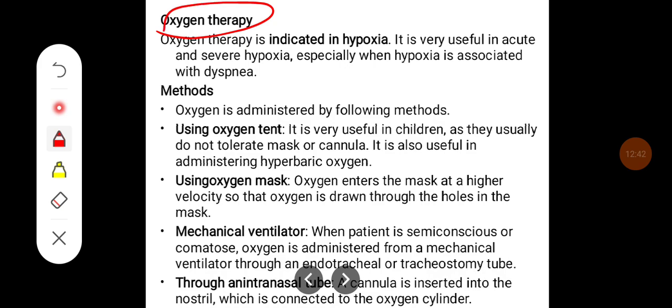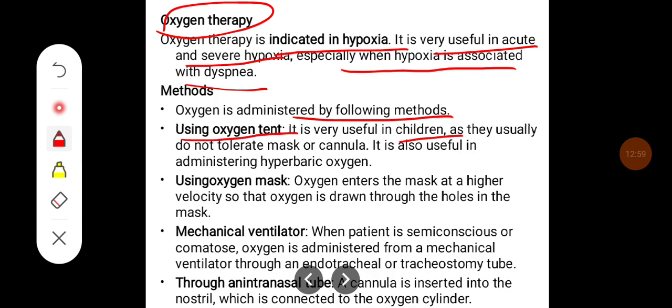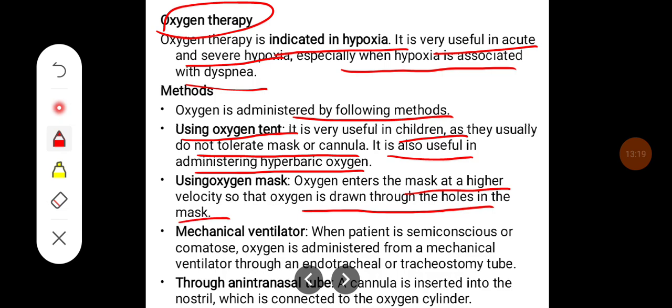Coming to oxygen therapy. Oxygen therapy is indicated in hypoxia. It is very useful in acute and severe hypoxia, especially when hypoxia is associated with dyspnea. Methods: the oxygen is administered by the following methods. Using an oxygen tent. It is very useful in children as they usually do not tolerate a mask or cannula. It is also useful in administering hyperbaric oxygen. Using an oxygen mask. Oxygen enters the mask at higher velocity so that the oxygen is drawn through the holes in the mask. Mechanical ventilators. When the patient is semi-conscious or comatose, oxygen is administered from a mechanical ventilator through an endotracheal or tracheostomy tube.